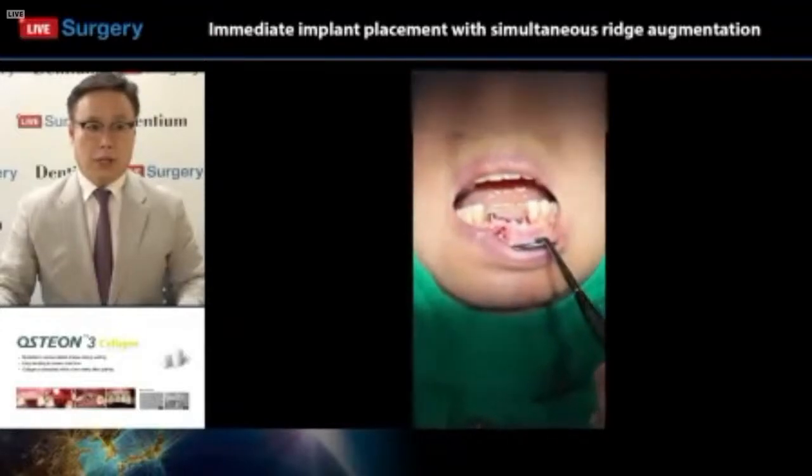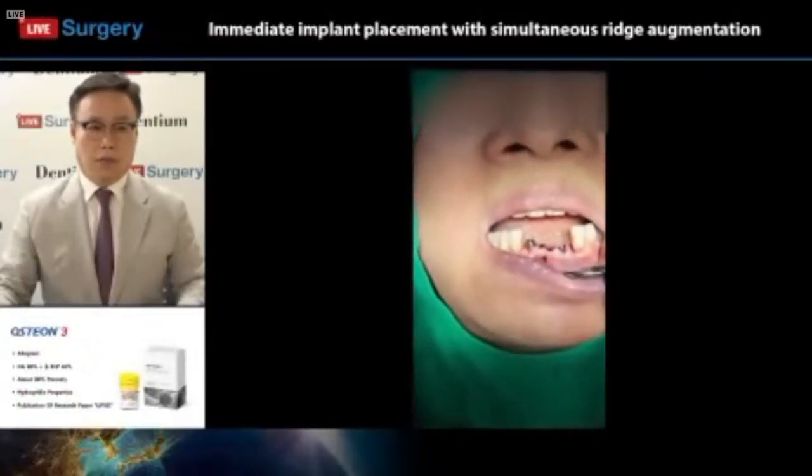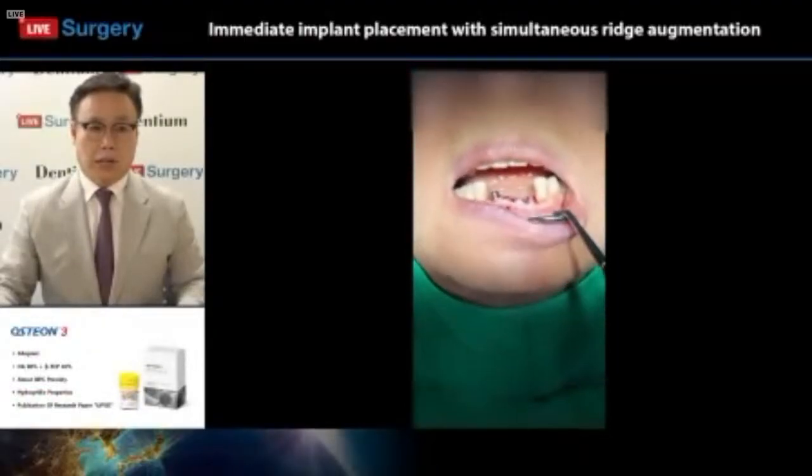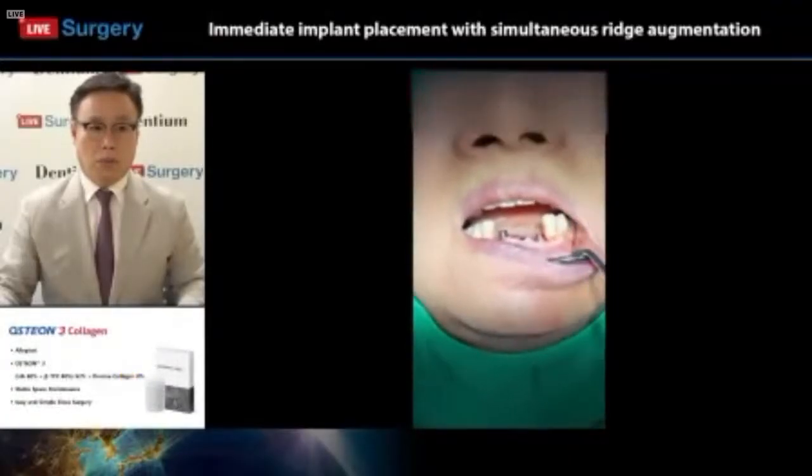So once we finished positioning the implant of number 42, now it's time for placing another implant for number 32.